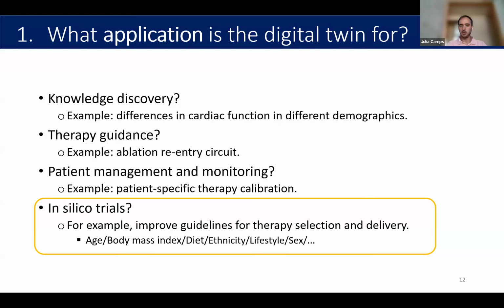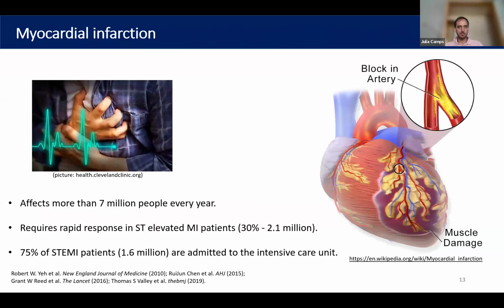Although I will say that some groups are already starting to use digital twins for therapy guidance, specifically, I think, in the context of ablation, and they have my greatest respect for that, because I know it's a very challenging problem to tackle. And I think they do very well on advancing science in that direction. But we will stick with virtual clinical trials, which is a bit of a safer option for now.